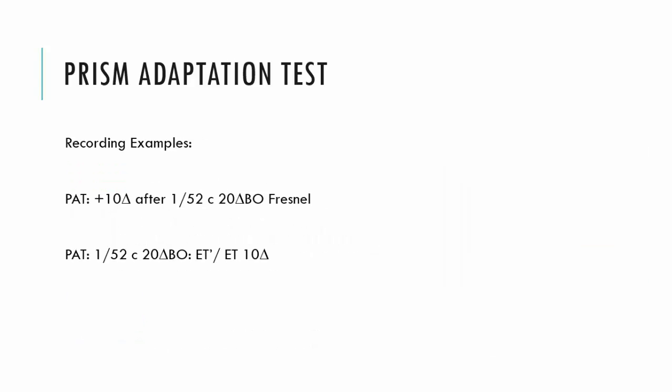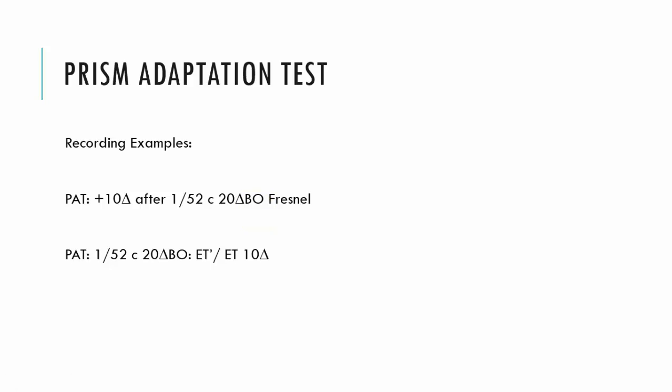And lastly, in terms of recording the PAT, what we want to know is what prism was put in front of the eye, how long you kept that prism on for, and what was the outcome, or what deviation was present when you assessed the patient with the frenal on after adaptation had taken place. So here we have PAT. The patient had a 10 diopter deviation after wearing a frenal for 1 week, and the frenal they wore was a 20 diopter base out.